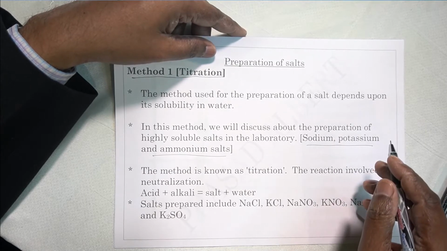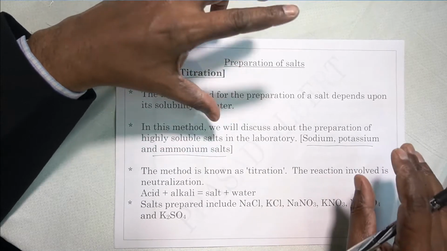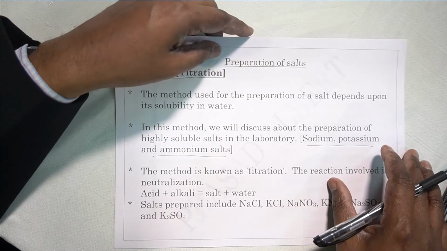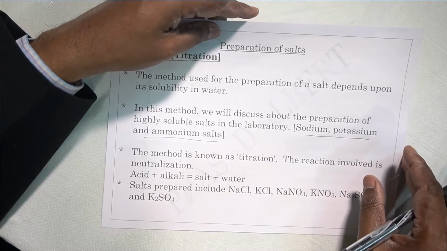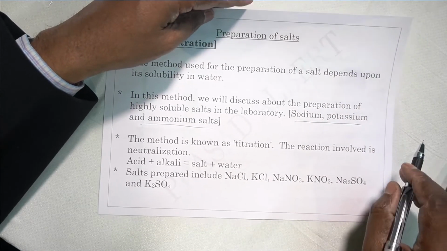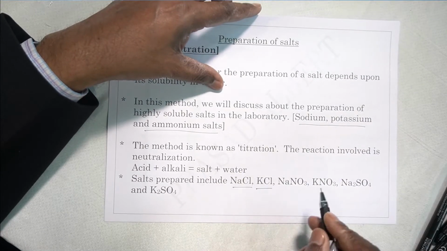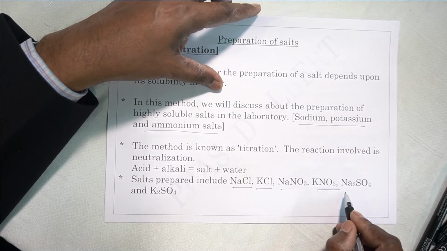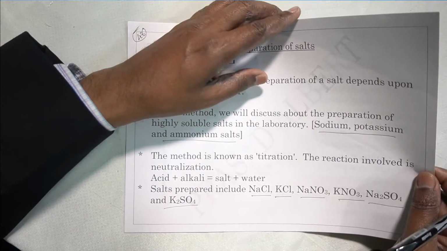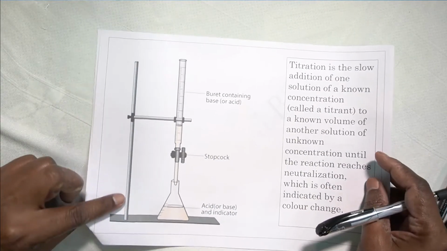Now titration is a kind of reaction where a fixed volume of alkali is taken and the acid is added drop by drop until we reach the neutralization point, and then the solution is evaporated to get the salt. Highly soluble salts we have are sodium chloride, potassium chloride, sodium nitrate, potassium nitrate, sodium sulfate and potassium sulfate. Ammonium salts are not mentioned in the syllabus, so I am skipping that. Now let's first understand the method called titration.